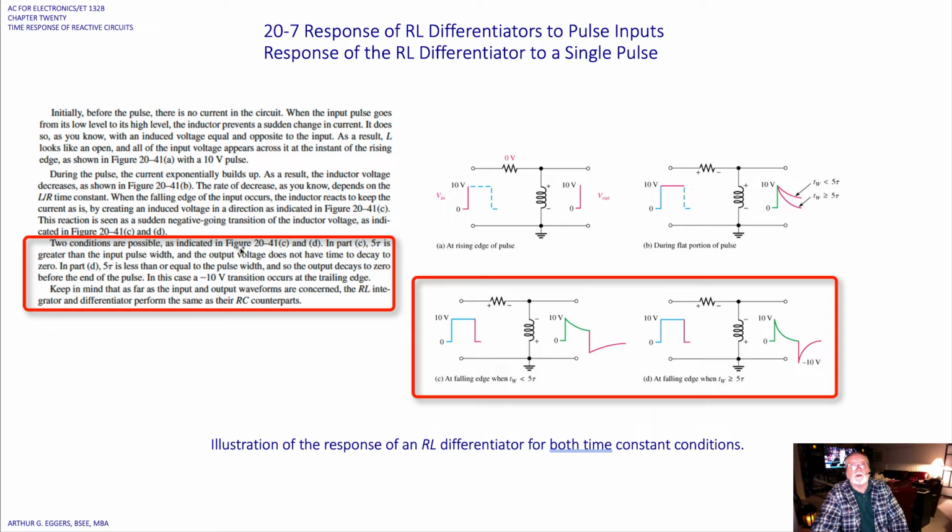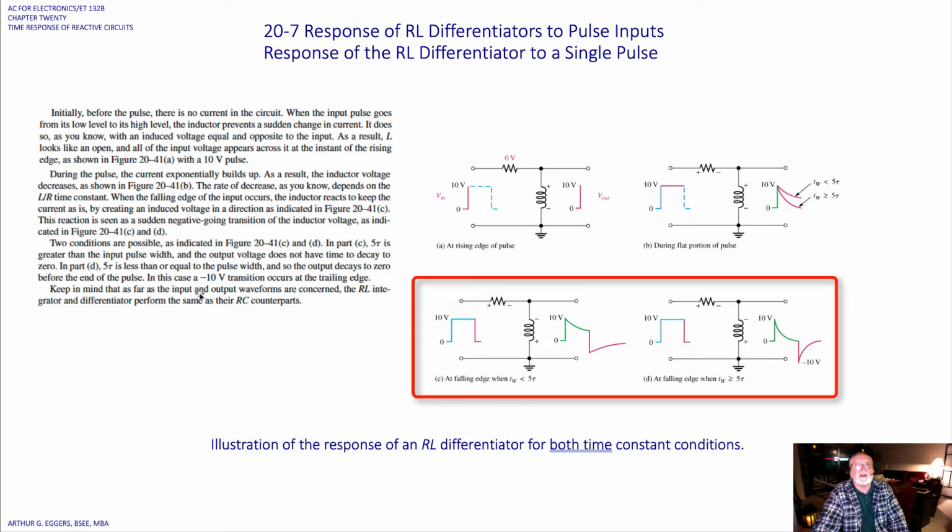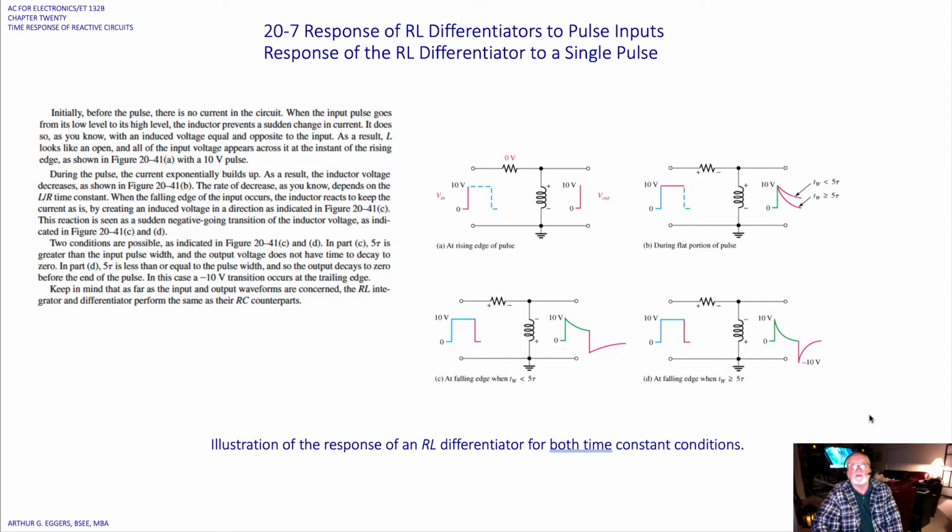Two conditions are possible in C and D. In part C, the complete 5 time constants is greater than the input pulse width, and the output voltage does not have time to decay to zero. In part D, the 5 time constants is less than or equal to the pulse width, and so the output decays to zero before the end of the pulse. In this case, a negative 10 volt transition occurs on the trailing edge. Keep in mind that as far as the input and output waveforms are concerned, the RL integrator and differentiator again perform the same as their RC counterparts.